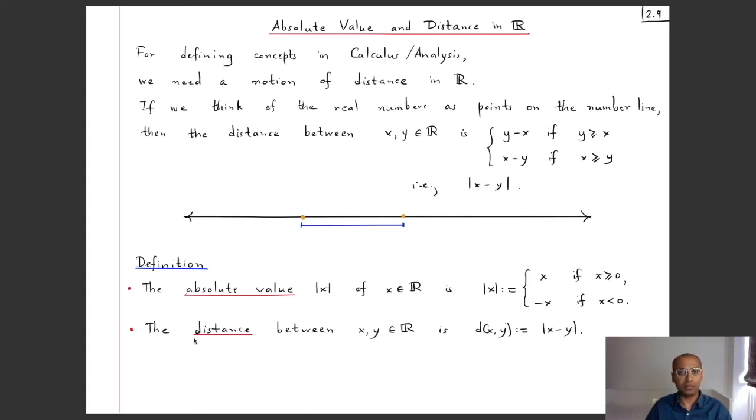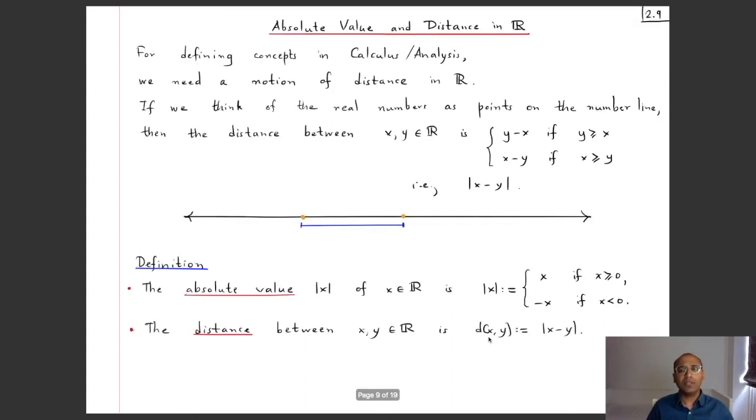And as we discovered above, the distance between two real numbers x and y is then mod of x minus y. Okay. So this distance between x and y I will sometimes denote by d of x comma y. D for distance between this pair of real numbers x and y.